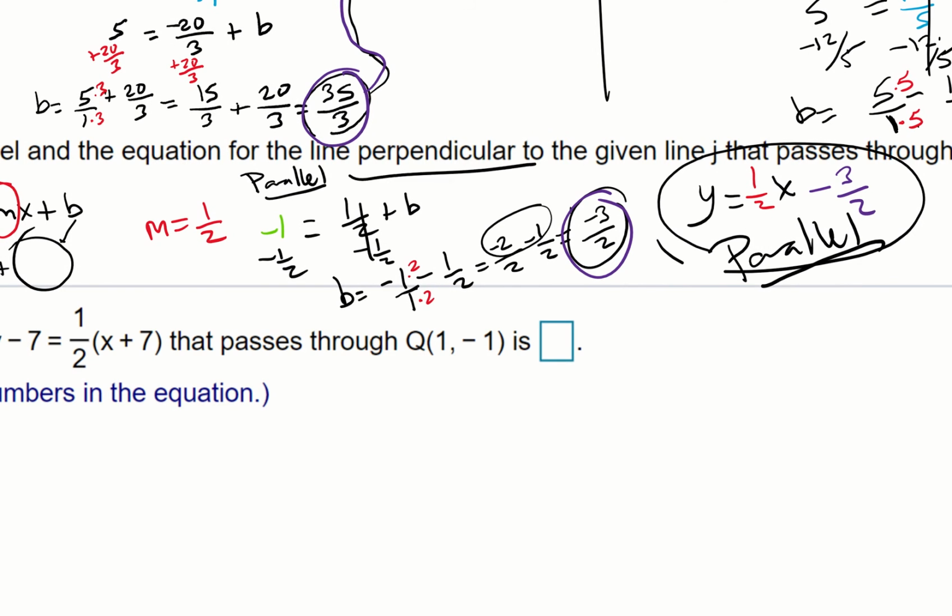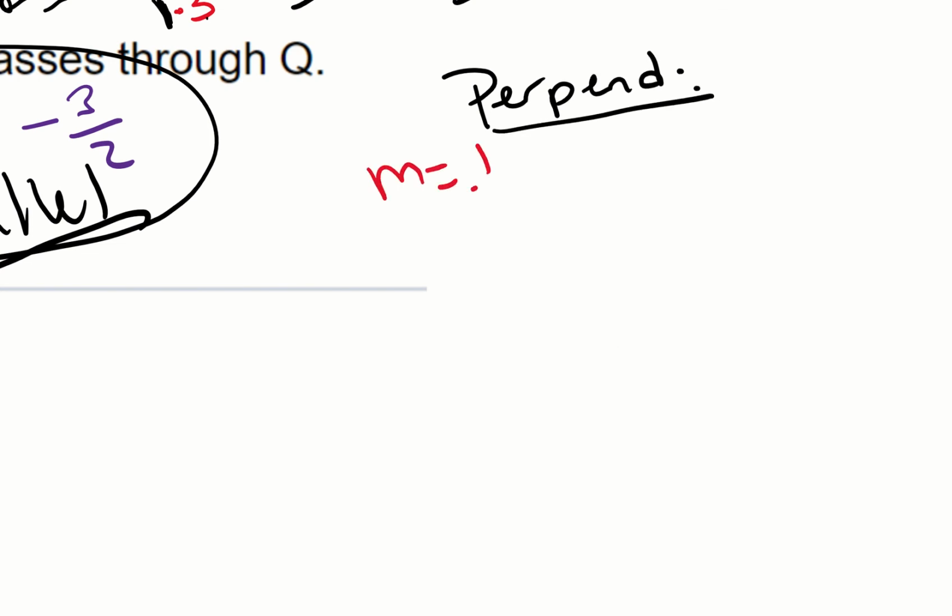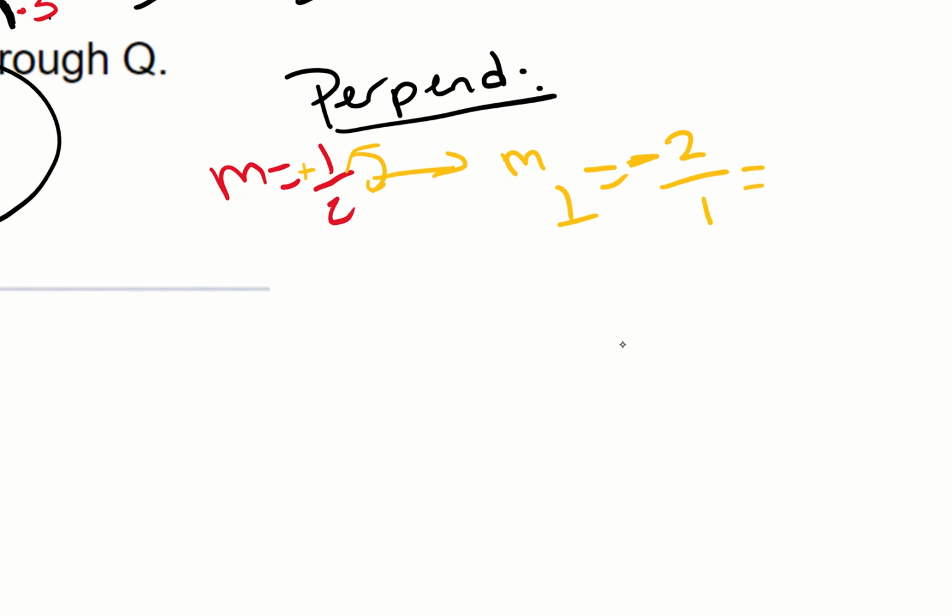Now, if I want perpendicular, again, I cannot use 1/2 as my slope anymore. If I want it for perpendicular, instead of using my slope of 1/2, I'm going to reverse it. My new slope for perpendicular is going to be flip that. So it's 2/1, and then change the sign. So if it's positive, it changes to negative. And 2 divided by 1 is 2, so this is -2. So my new slope here is -2.